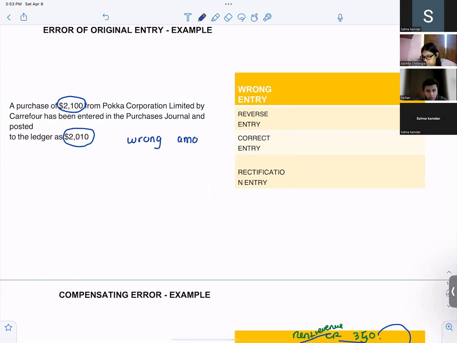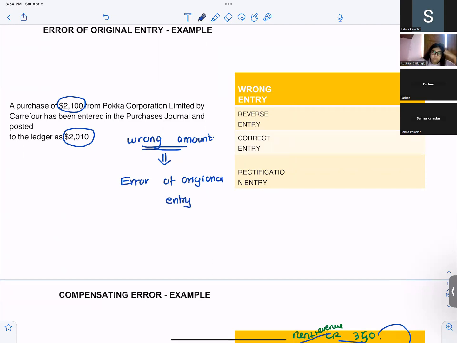What is the error for? Wrong amount. What is the error in wrong amount called? Error of original entry. It is error of original entry. Now I will see what should be the correct entry. Correct entry is always given at the start. Purchase from Poca. What could be the correct entry?